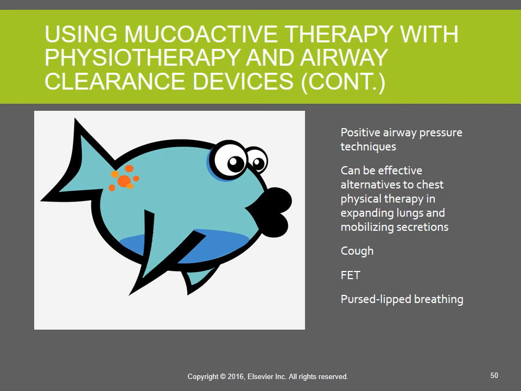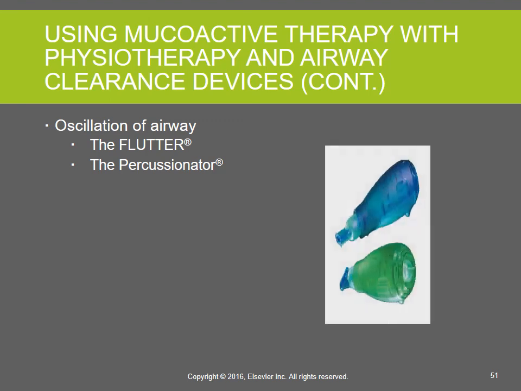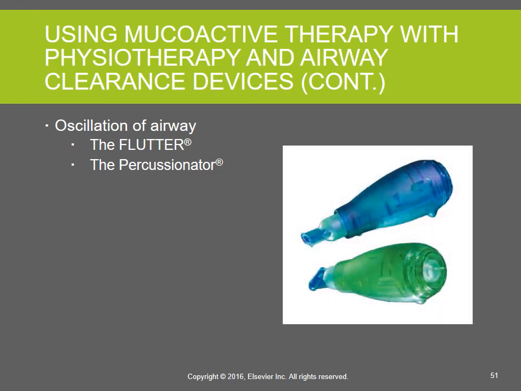Using mucoactive therapy with physiotherapy and airway clearance devices. Positive airway pressure techniques can be effective alternatives to chest physiotherapy in expanding lungs and mobilizing secretions. These include pursed-lip breathing, cough, FET. Use of oscillating PEP therapy, such as a flutter or a cappella or percussinator, can be highly effective in mobilizing secretions.